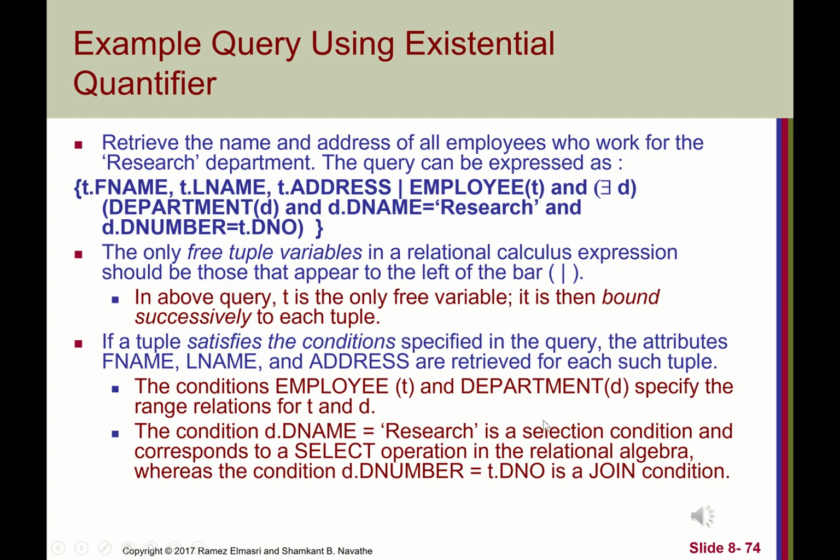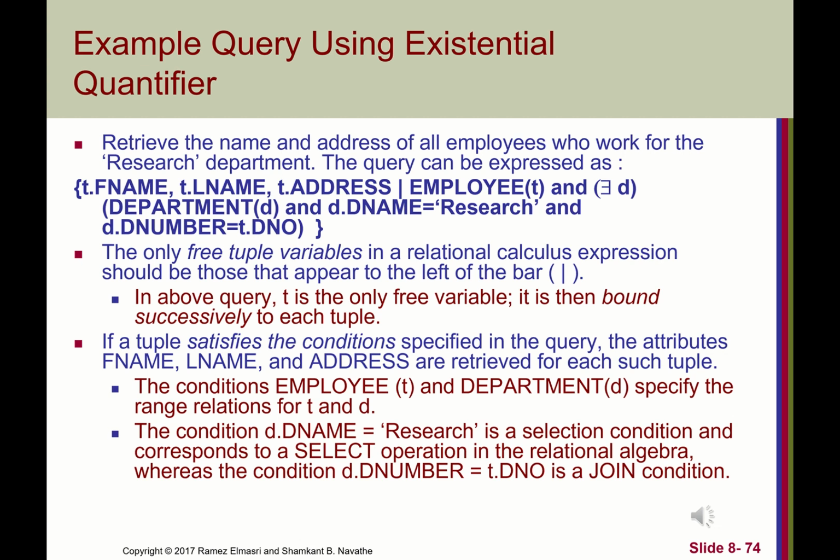Retrieve the name and address of all employees who work for the research department. The query can be expressed as: {t.fname, t.lname, t.address | employee(t) and department(d) and d.name = 'Research' and d.number = t.dno}.